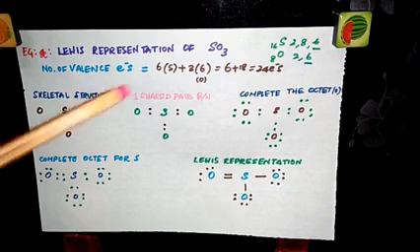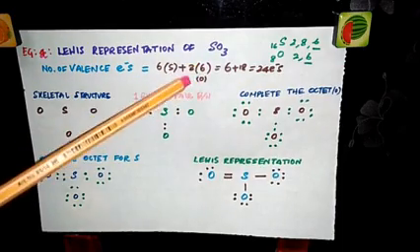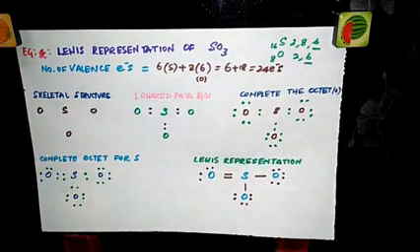So how to calculate the number of valence electrons? 6 for sulfur plus 3 into 6 for oxygen, since there are 3 oxygens. So in total you're getting 24 electrons. And this is not a cation or anion, so you need not add or subtract any electrons. So the total number of valence electrons is equal to 24.